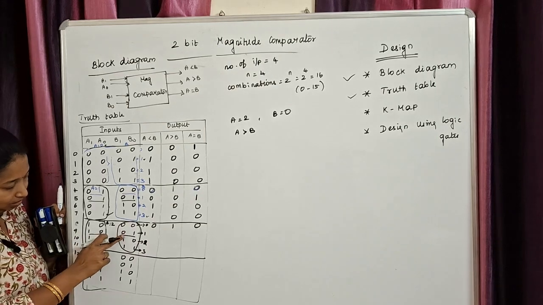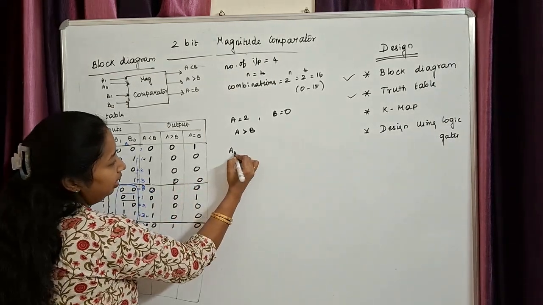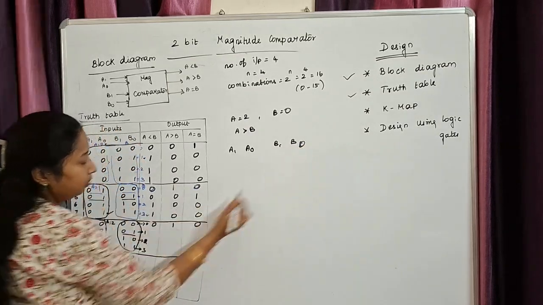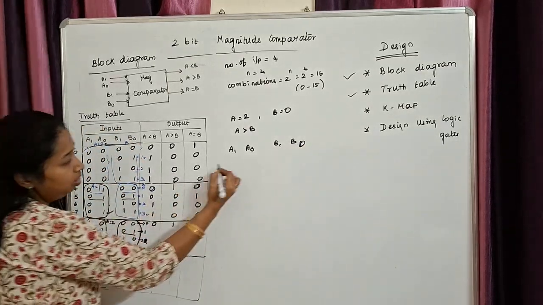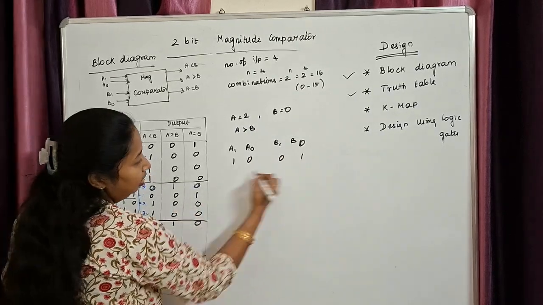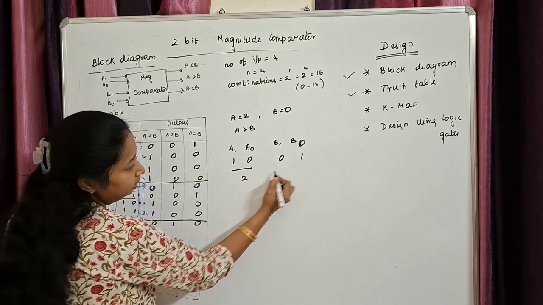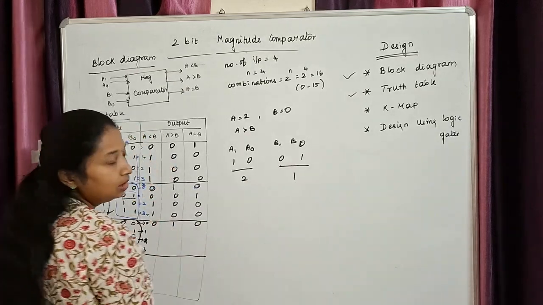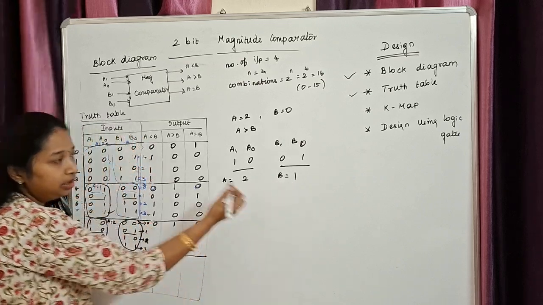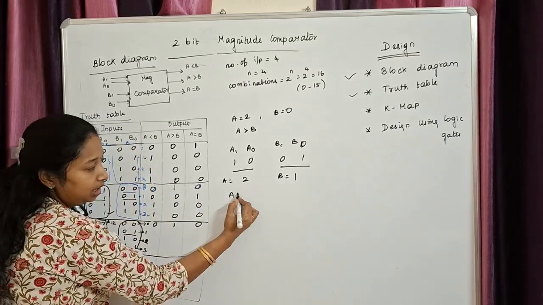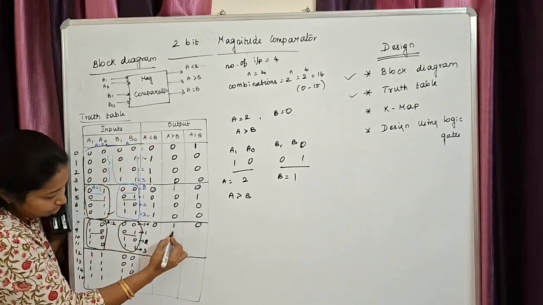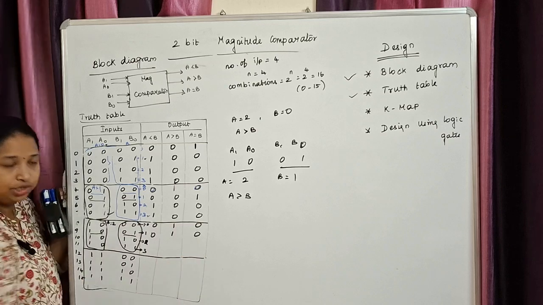Is it clear? Now, check for the next combination. Here it is 1, 0 and here it is 0, 1. A1, A0, B1, B0. A1, A0 is what? 1 and 0. B1 and B0 is what? 0 and 1. So what is the equivalent decimal for this? It is number 2. Equivalent decimal for it, it is number 1. What does it mean? A equal to 2 and B equal to 1. So in terms of A, A is greater than B. Right? So against A greater than B, you will mention 1 and for the other combinations, you will mention 0.